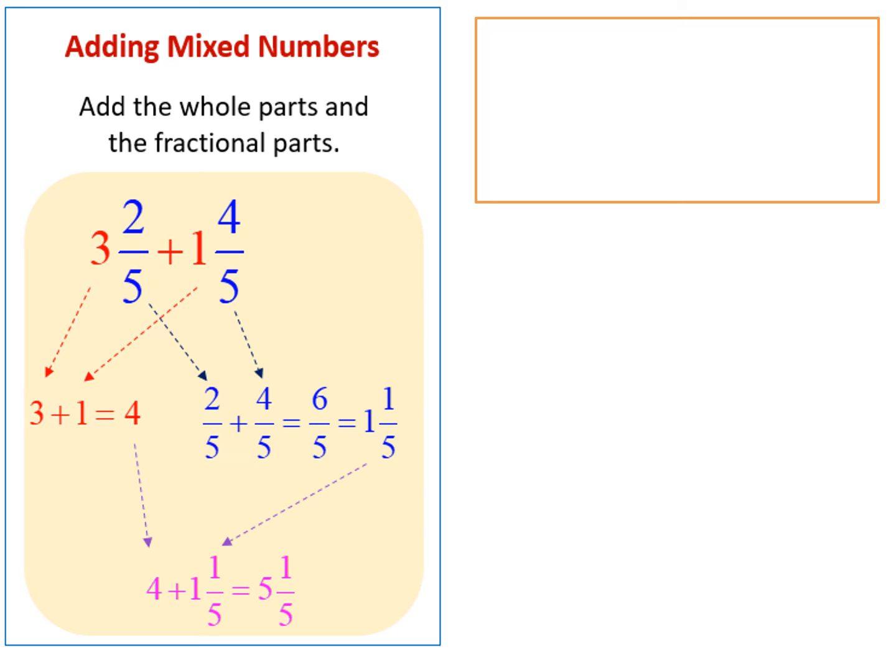So 6 over 5. We notice that the numerator is greater than the denominator, which means I can convert it into a mixed number to write it in the simplest form. Instead of writing 4 and 6 over 5, I will write 6 over 5 as a mixed number, which is 1 and 1 over 5. So 4 plus 1 and 1 over 5 is going to be 5. I added the whole parts, and I will keep the fraction 1 over 5.